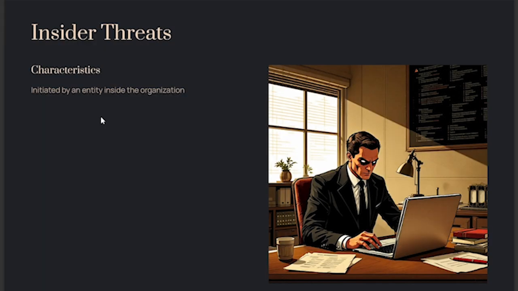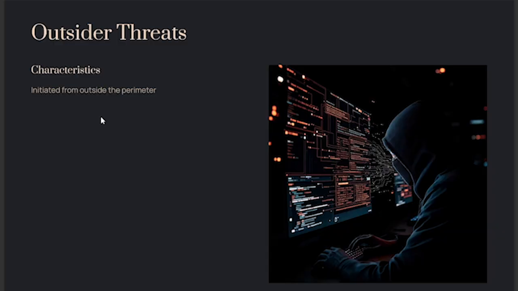And then for insider threats, it's when a threat is being initiated by an entity that is inside the organization. That is what we call the inside threat. And then the outside threat is vice versa. That is a threat that is being initiated from outside the perimeter of the organization.